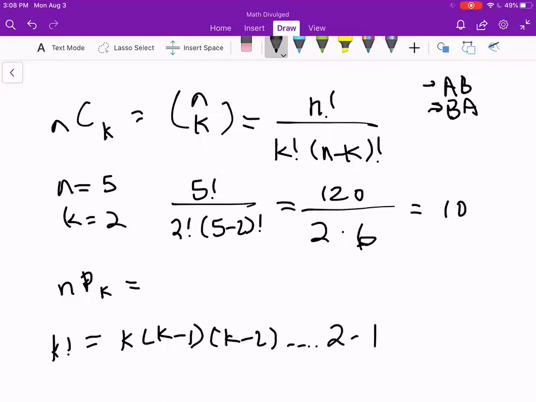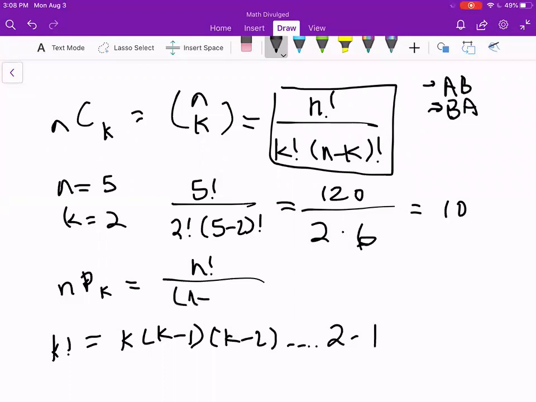And so because we multiply by k factorial, we just take this formula up here and multiply that by k factorial. And in doing that, the k factorial on the bottom will cancel. And our formula for permutations will just be left with n factorial divided by n minus k factorial. And this is our formula for permutations.